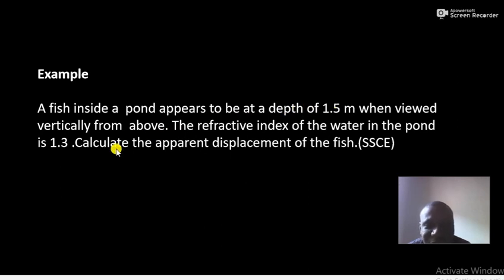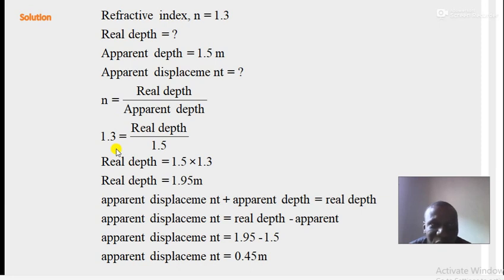Now, the refractive index of the medium is given as 1.3. So that means we don't know the real depth, and they want us to find the apparent displacement, or simply the displacement. So what do we do? We need to find the real depth first. Now, the refractive index is equal to 1.3. The real depth is unknown, as you can see the question mark there. The apparent depth is 1.5, stated in the example. The apparent displacement is what they want us to find. We do not know it.